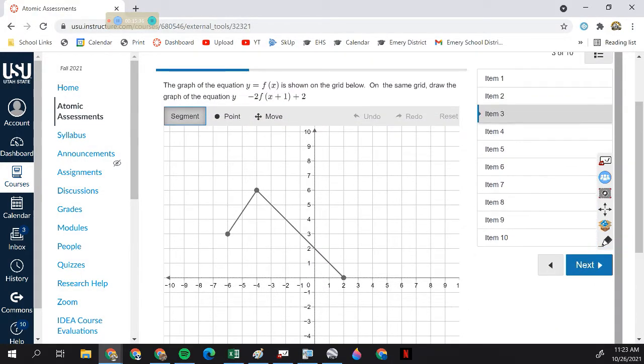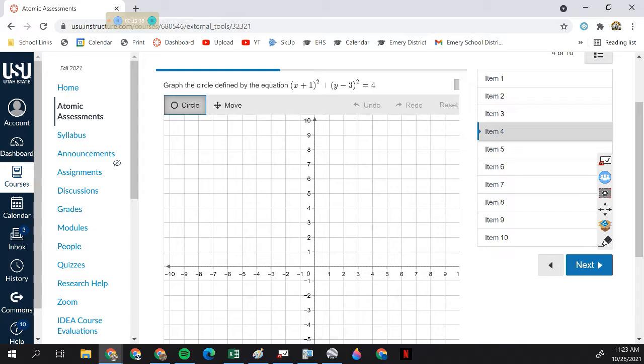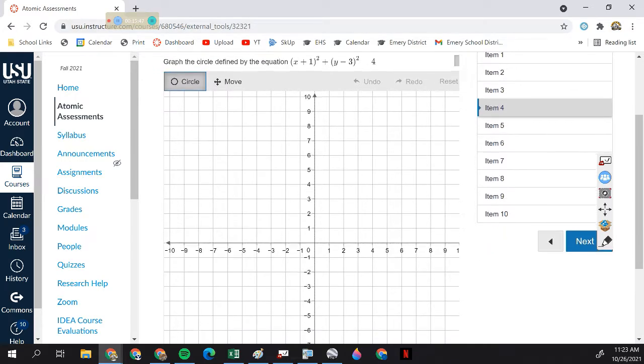Okay, number 4. All right, this is a circle. I don't think you guys have done circles, right? So circles are actually really easy.